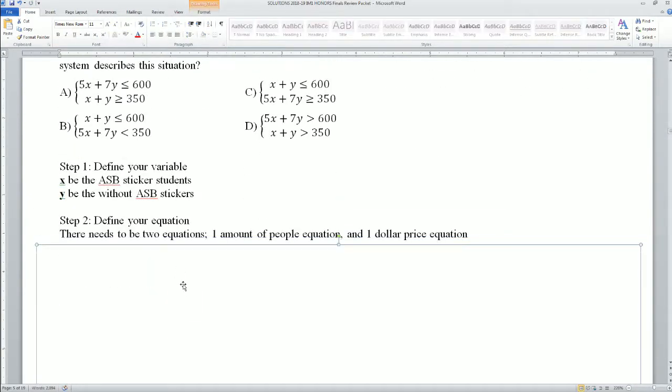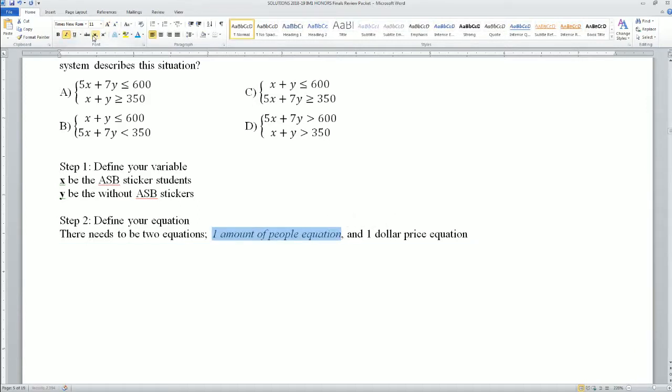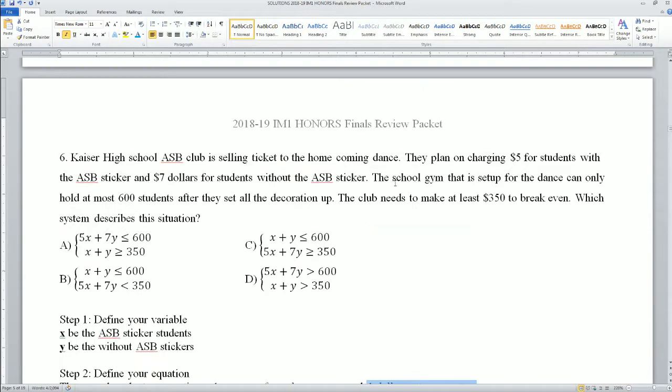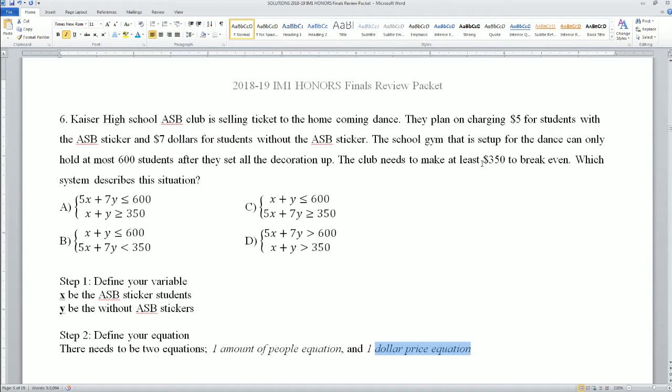So next you want to define your equations. There needs to be two equations here. The first one is going to be the amount of people, and the next one is going to be the price equation. Okay, again, because the first one talks about money, dollars, that's going to be the price equation, and then the last one holds 600 students is the people equation.